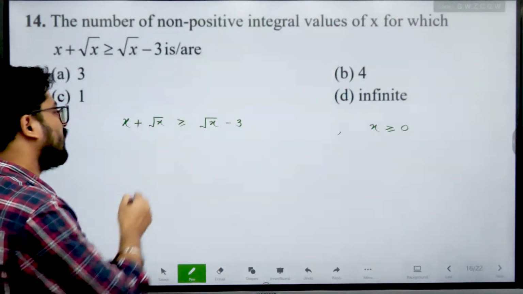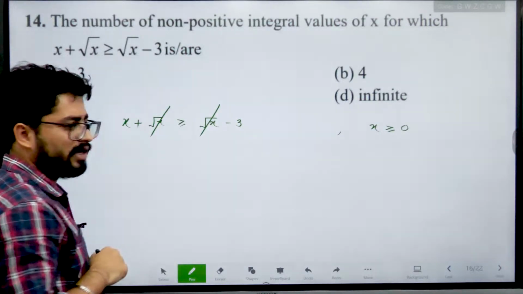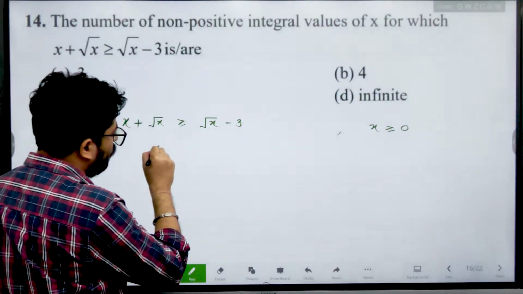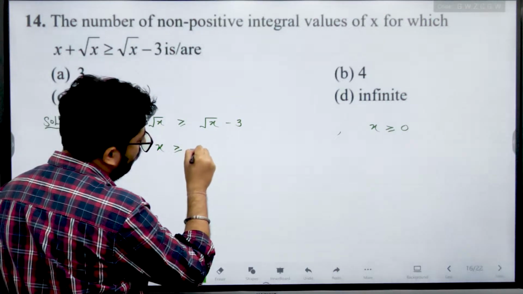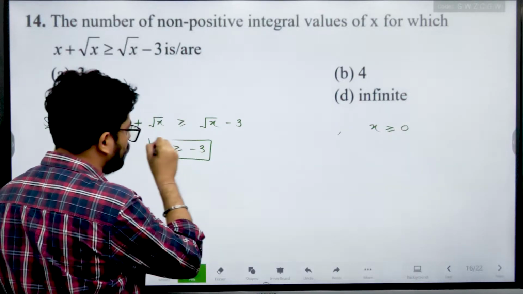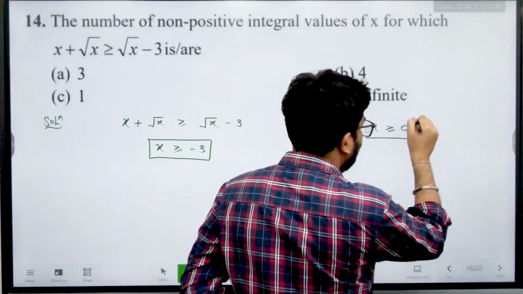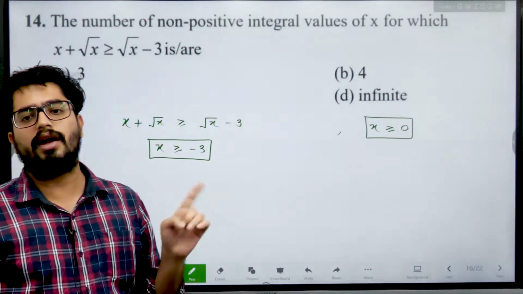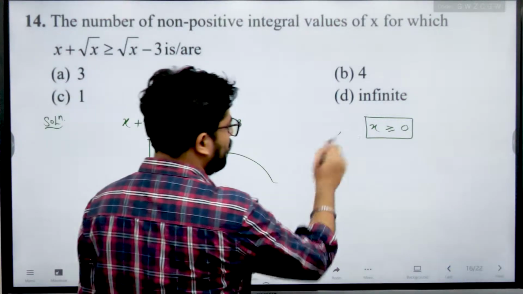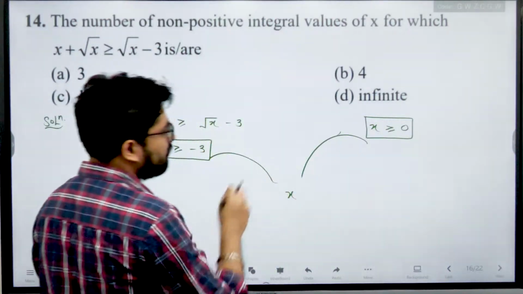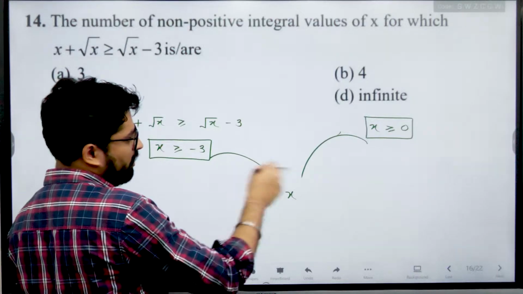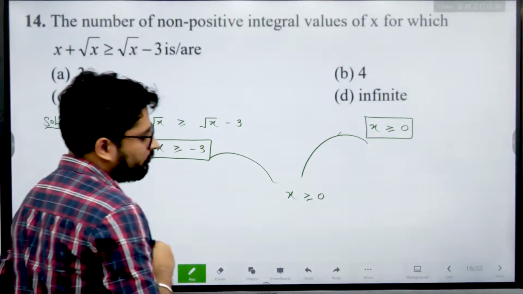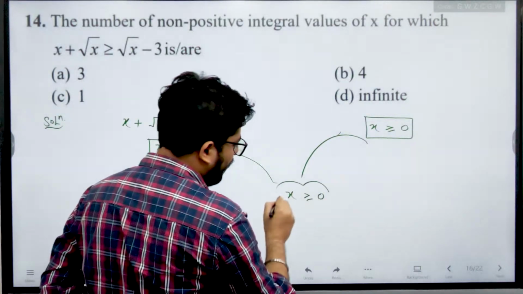Now you can cancel root x by root x. Basically, we subtract root x from both sides, and you get x greater than or equal to minus 3. This is your second condition, and this is your first condition. You have to satisfy both conditions simultaneously, so you take the intersection of these two. The intersection is x greater than or equal to 0 and x greater than or equal to minus 3, so the intersection is x greater than or equal to 0. That's the final answer.